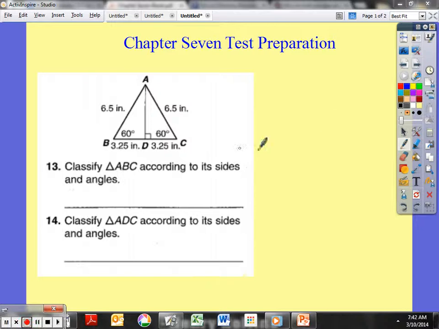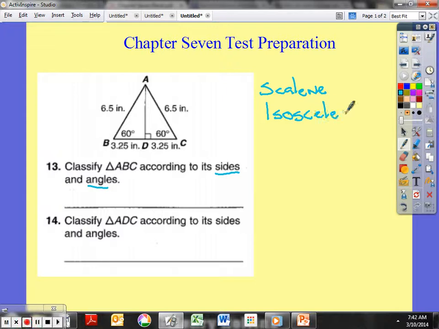Let's take a look at this. Question 13, front side, towards the bottom of the second column. And again, very important with this assessment to really understand what the question's asking you. The first one says classify triangle ABC according to its sides and angles. For sides, it could be scalene because none of them are congruent, isosceles because at least two of the sides are congruent, or equilateral because all three sides are congruent.